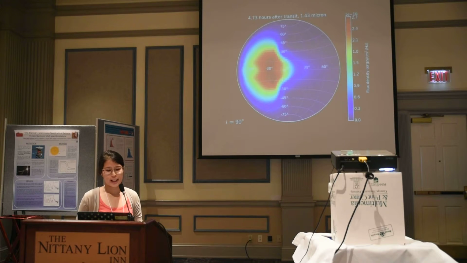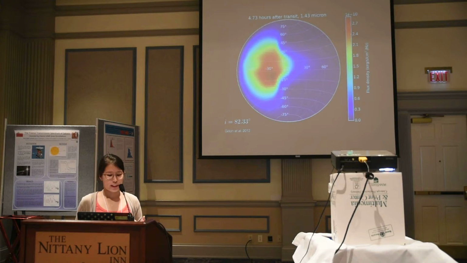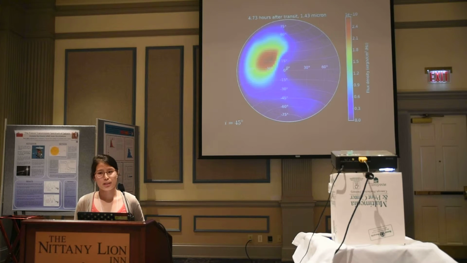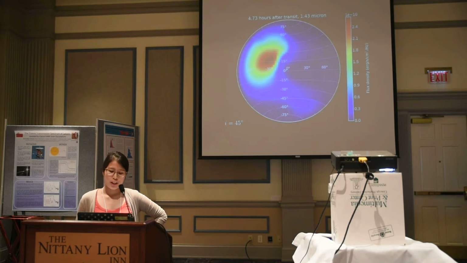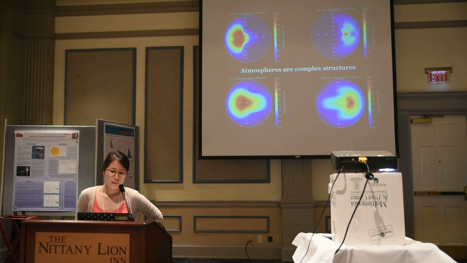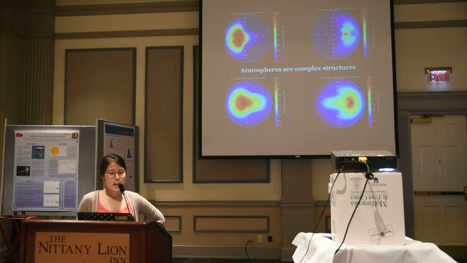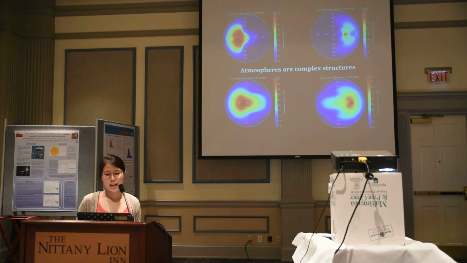And so here is the case for 90 degrees, and this is only for fluxes at 1.43 microns. I just chose that randomly. And this is for the case when it's at 82 degrees inclination, and then here we have when it's at 45 degrees. So it's interesting to see how that changes. We can do this kind of analysis for any of the wavelengths that we run our code on, and we can also do it for all the different phases that we have pressure temperature profiles for.